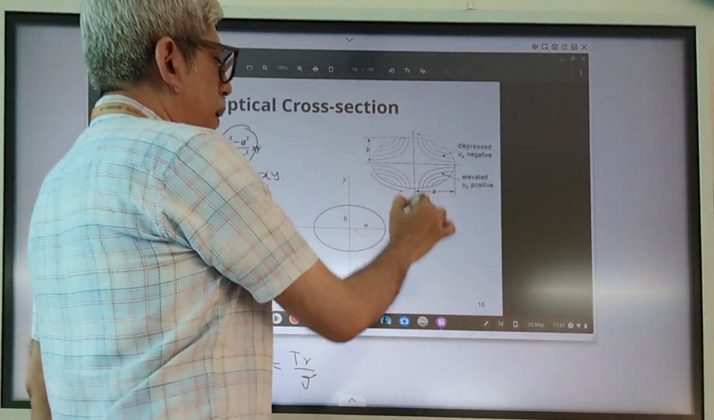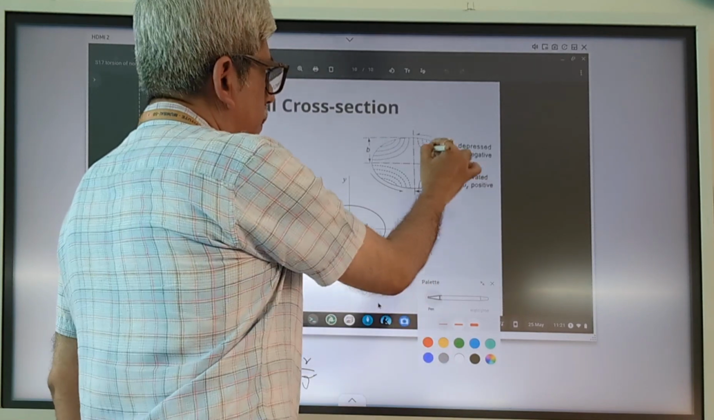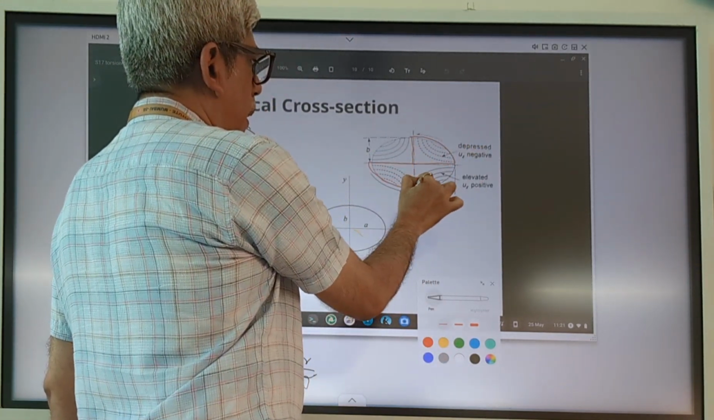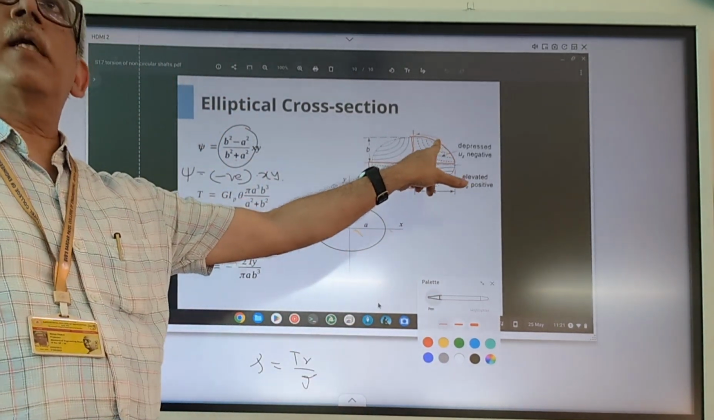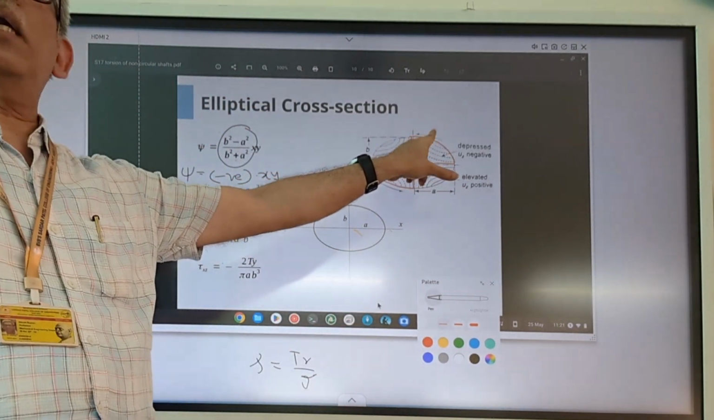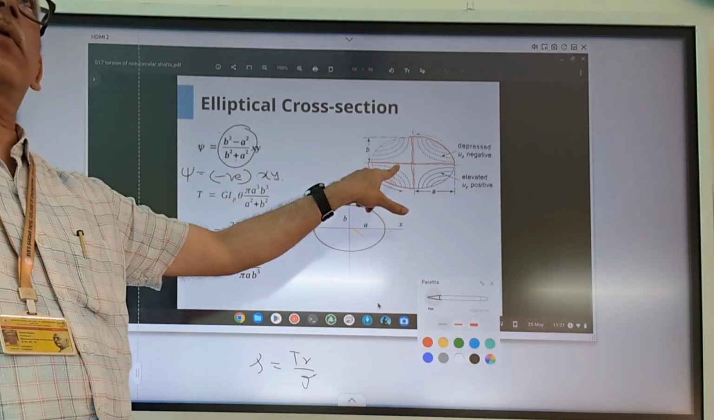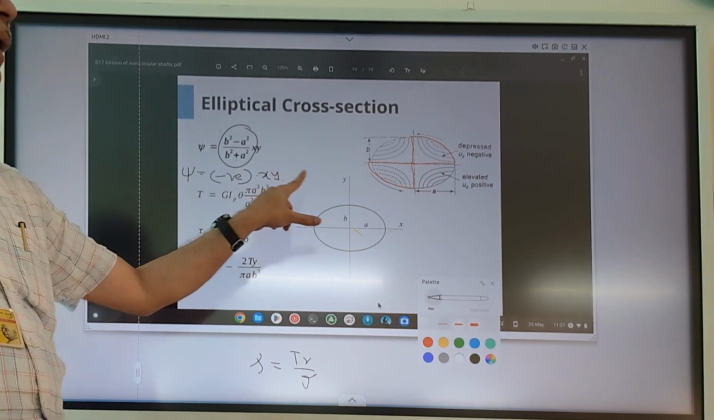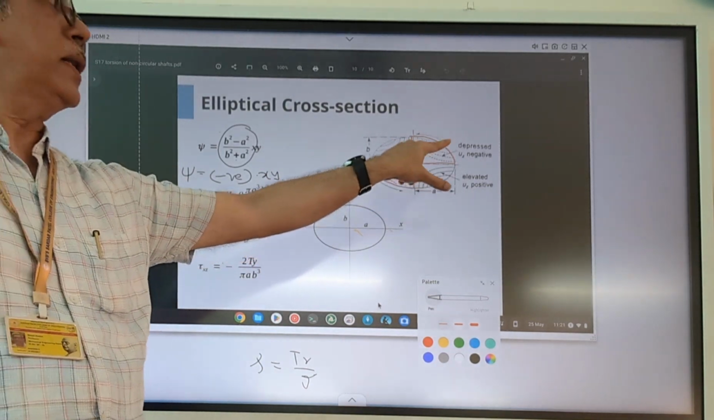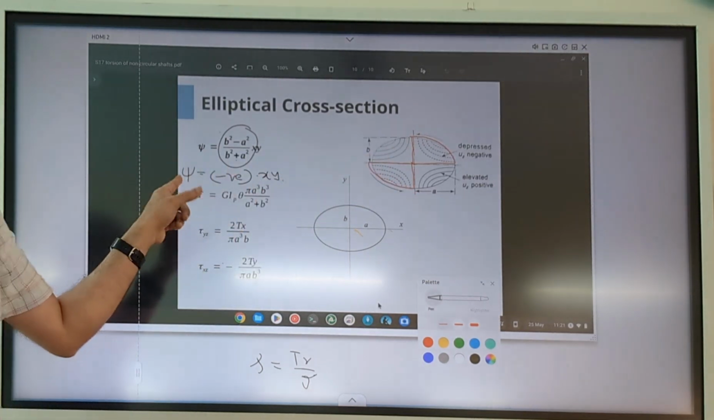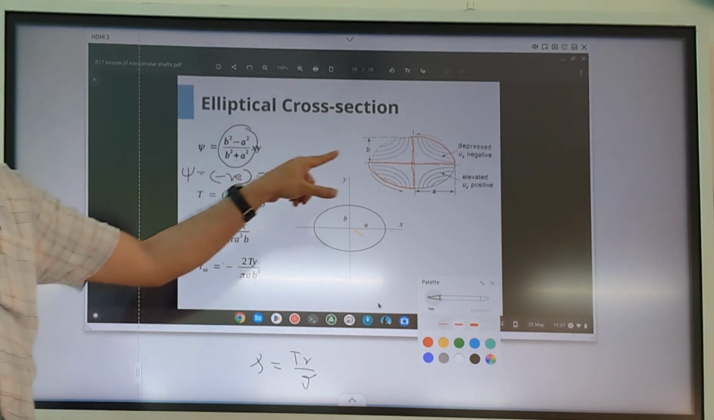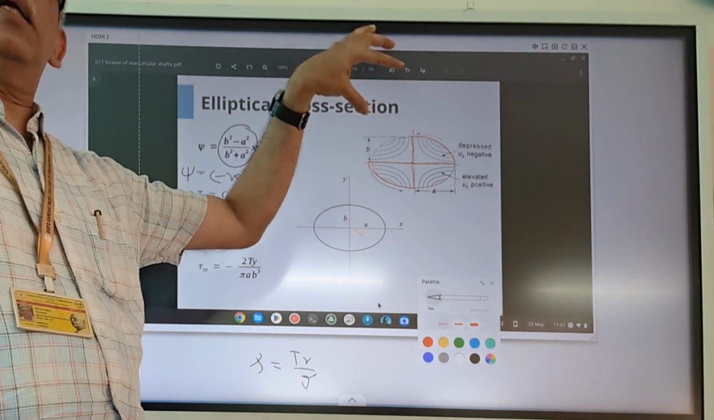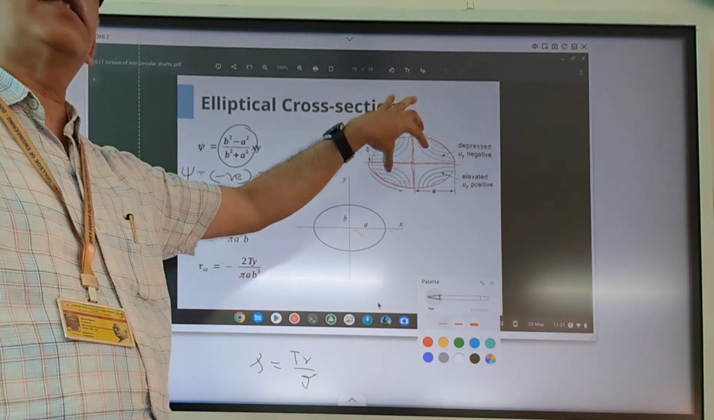So in the first quadrant and in the third quadrant, in the first quadrant both x and y are going to be positive. In the third quadrant, both x and y are going to be negative. So the product x into y will remain positive in this quadrant as well as this quadrant. So the psi function will be negative in these two quadrants. That means in these two quadrants, the particles or the solid will go inside the board.